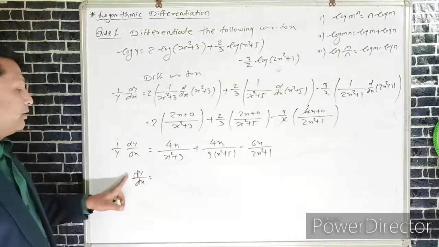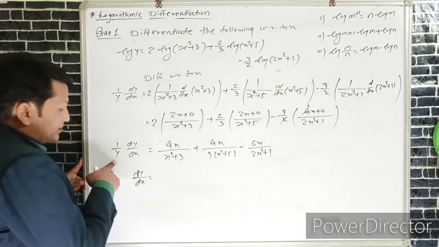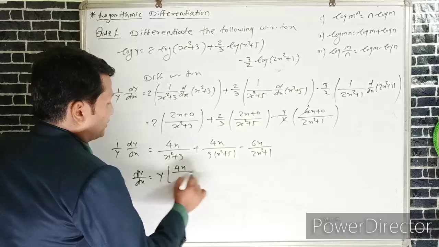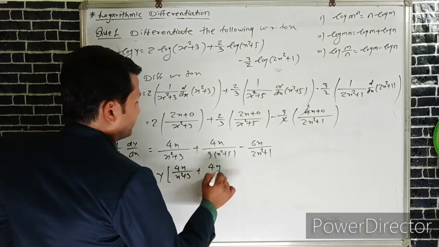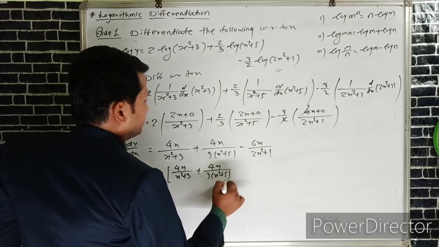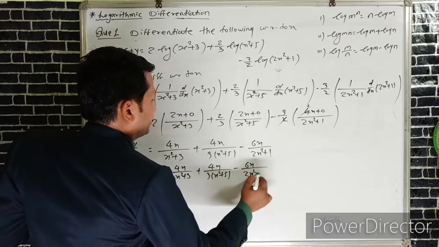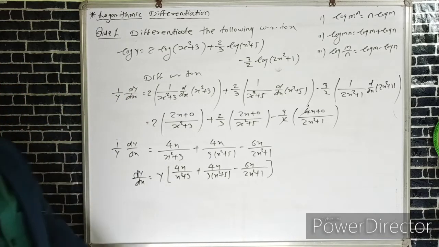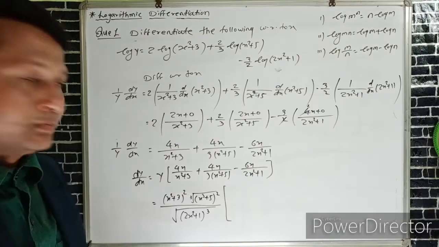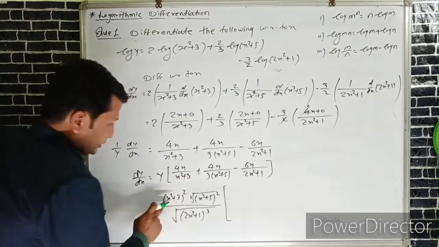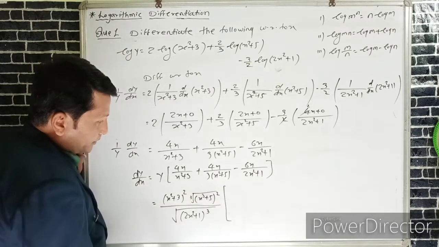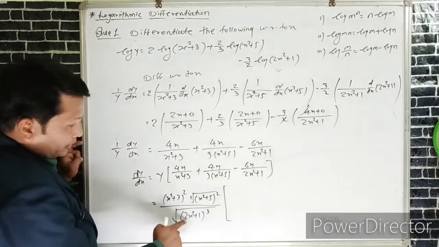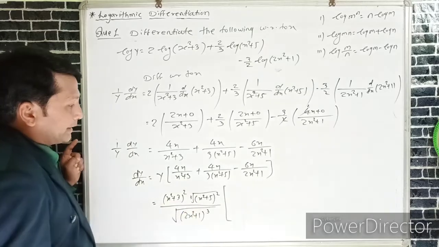Then we get the required value, which is dy by dx. If we shift it to the right side, then we can write y into 4x upon x square plus 3 plus 4x upon 3 into x square plus 5 minus 6x upon 2x square plus 1. The value of y is x square plus 3 over bracket square cube root of x cube plus 5 whole bracket cube into 2x square, x square plus 5 whole bracket square into upon under root of 2x square plus 1 whole bracket cube.